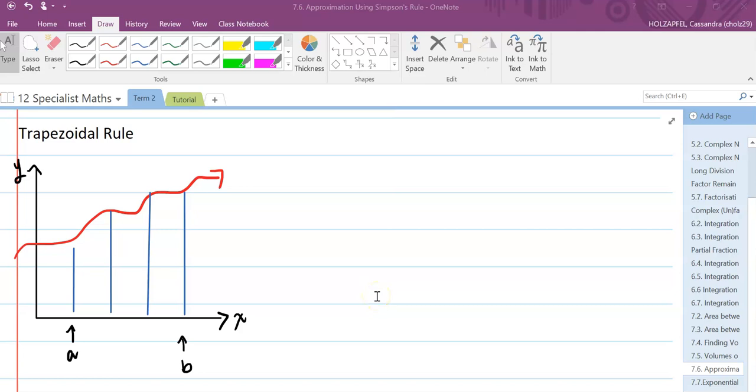Hi guys, welcome back. Today we're going to have a quick look at the trapezoidal rule, and that's going to be a little introduction into Simpson's rule. So the trapezoidal rule is a method for approximating the area under a curve.